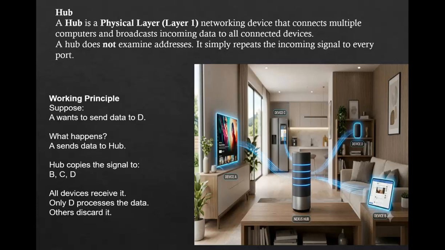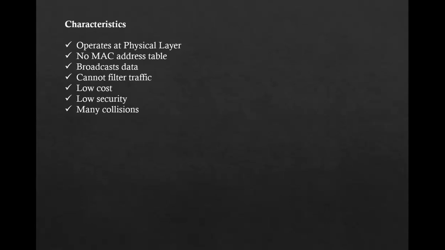Look at the picture. It shows 4 devices A, B, C and D connected via a hub. Suppose A wants to send data to D. A will send data to the hub first. The hub copies the data to B, C and D. All devices connected to the hub will receive the data, right? Only D processes the data. The remaining devices B and C will discard the data, right? That's the working principle of a hub.